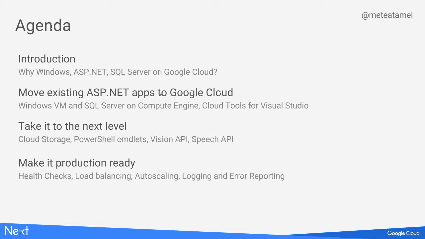So the point here is to show you how easy it is, basically, to have what you have today and move it. Once we do that, once you have your app running in the cloud, you have all these services and all these tools that become available to you. So we're going to take our application to the next level. We're going to use cloud storage, we're going to use PowerShell commandlets, we're going to use the Visual Studio plugin, we're going to use machine learning with Vision API and Speech API, and just show you how easy it is, once you have your app running in the cloud, to basically enhance your application with the services that Google Cloud provides.